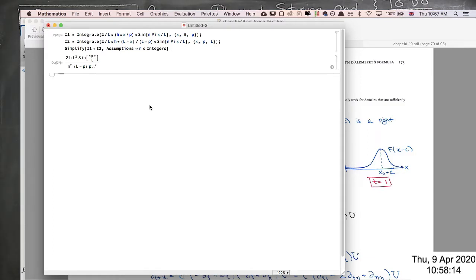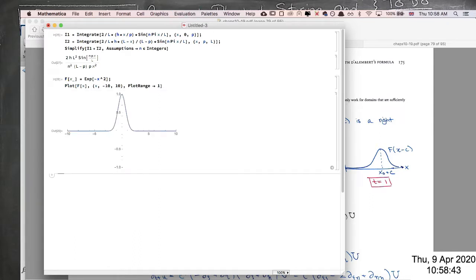I'm going to design a function f of x here, and let's just take it to be an exponential, a Gaussian function, so e to the minus x squared. Okay, and then I'm going to plot it. It looks like this, and I'm doing it with Mathematica just because it's a little bit faster. So there's our Gaussian function.